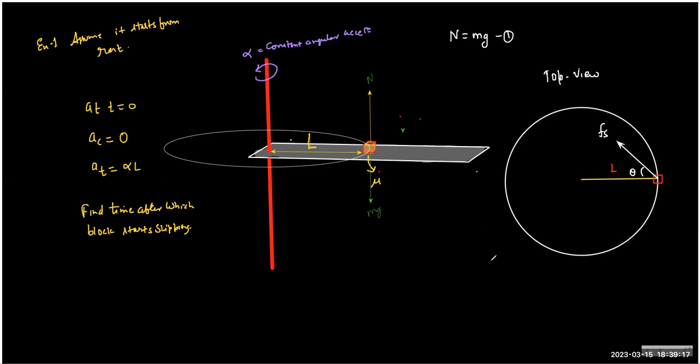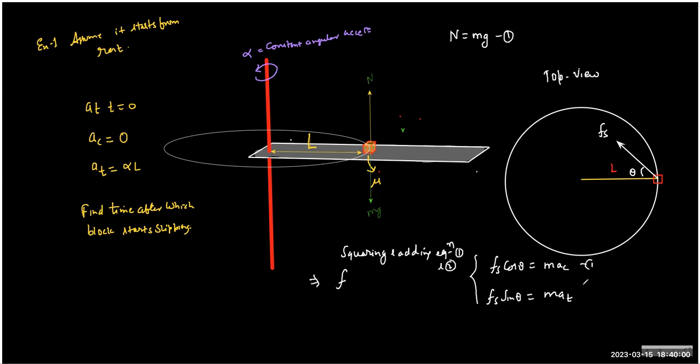Fs cos theta will give you the centripetal force, so this is going to be m a_c. And Fs sin theta will give you the tangential one. To get rid of theta, we square and add. That's a simple way. So if you square and add, Fs square becomes (m a_c) whole square plus (m a_t) whole square, which upon simplification will give you the same thing which we have done before.